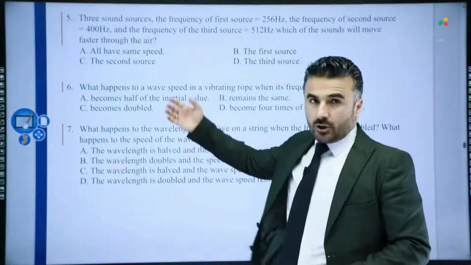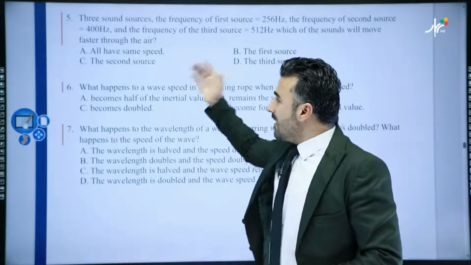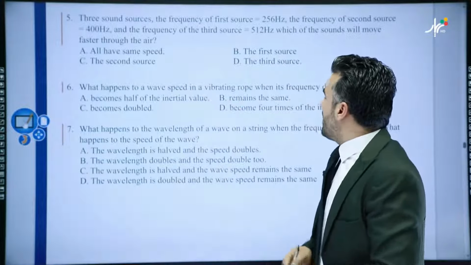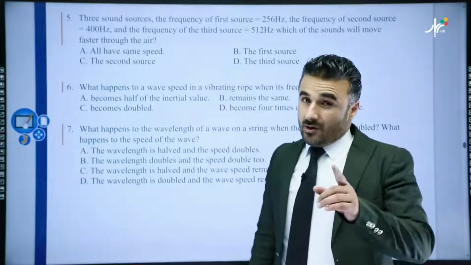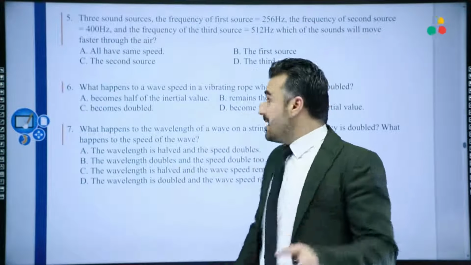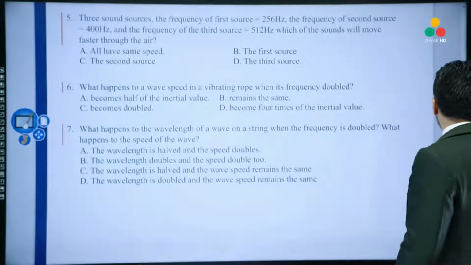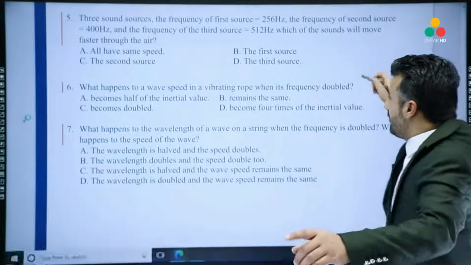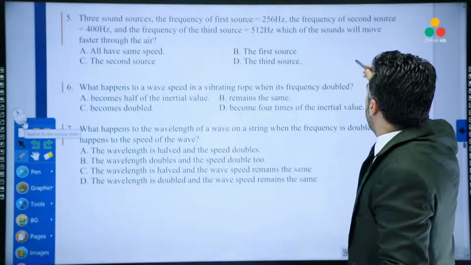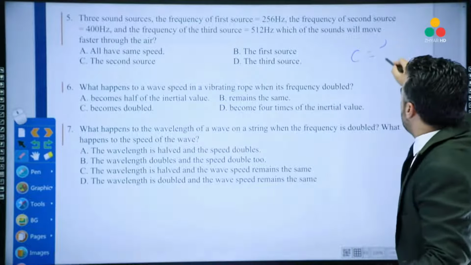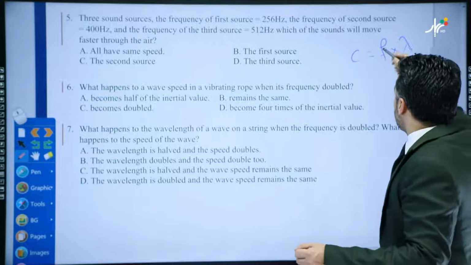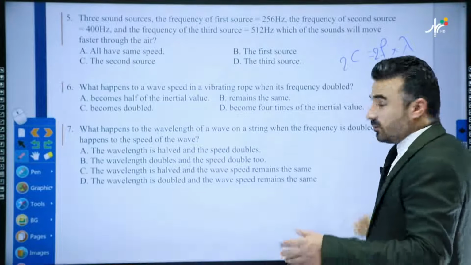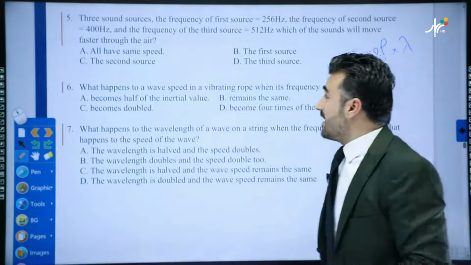Okay, now for question 6, it says, what happens to the wave speed in a vibrating rope when the frequency is doubled? Watch this, it could be very tricky, yeah? You might just fall for this. It says what happens to the speed of a wave? We know that the speed of a wave equals frequency times the wavelength, true? So if the frequency is doubled, you might say the speed must be doubled, yeah? But that is not the case.